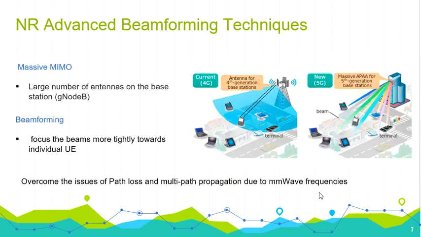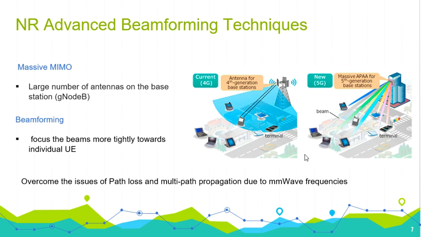5G basically supports a very large number of antennas on the base station, which we call gNodeB. And this large number of gNodeB antennas is coupled with multiple antennas at the user terminal to help focus energy toward the user terminal. What will be the advantage of this? You can improve the spectral efficiency.